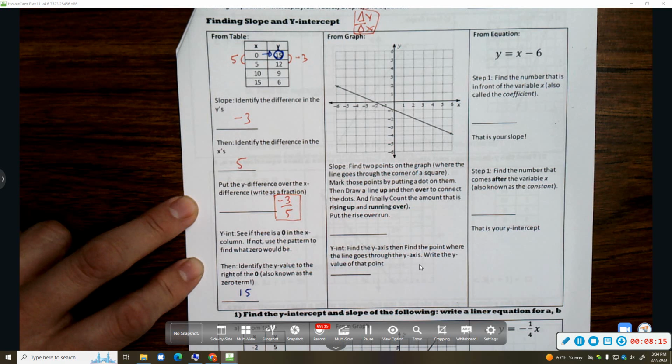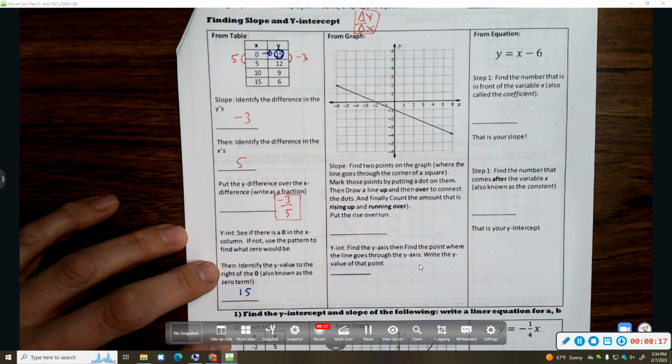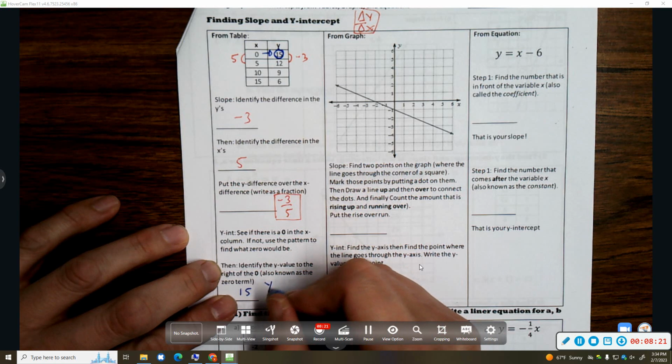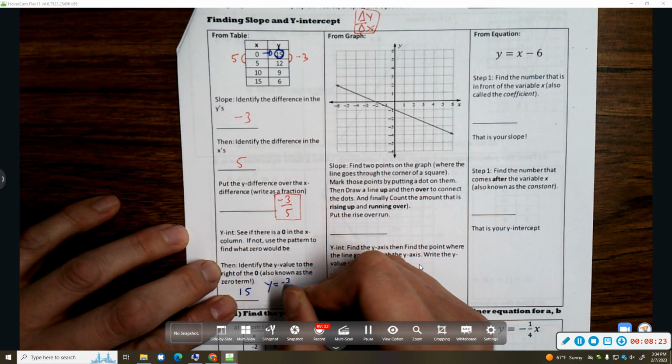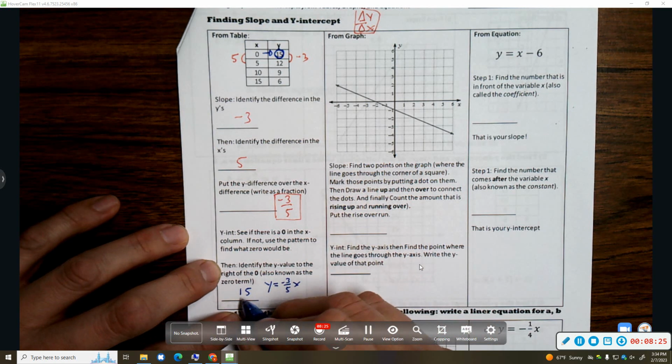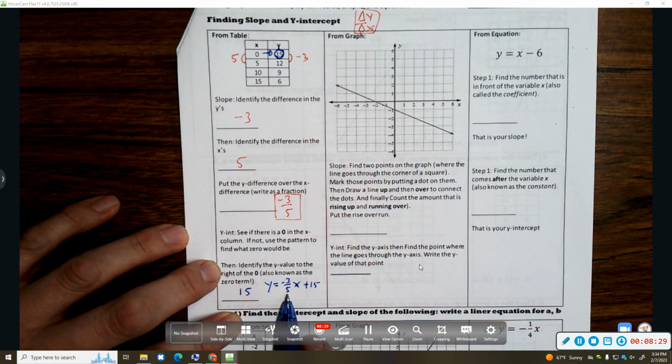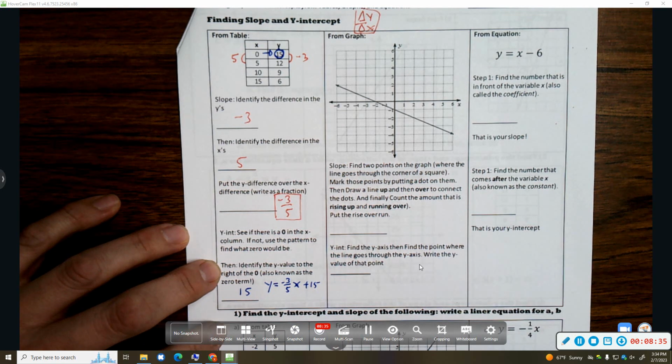All right? And then I know they don't have it, but let's write down our equation. That these are the only 2 you need. So y is equal to negative 3 over 5x plus 15. And again, that's your slope. You go down 3 over 5, and then that's your y-intercept. This is where you start. You start at 15. Okay?